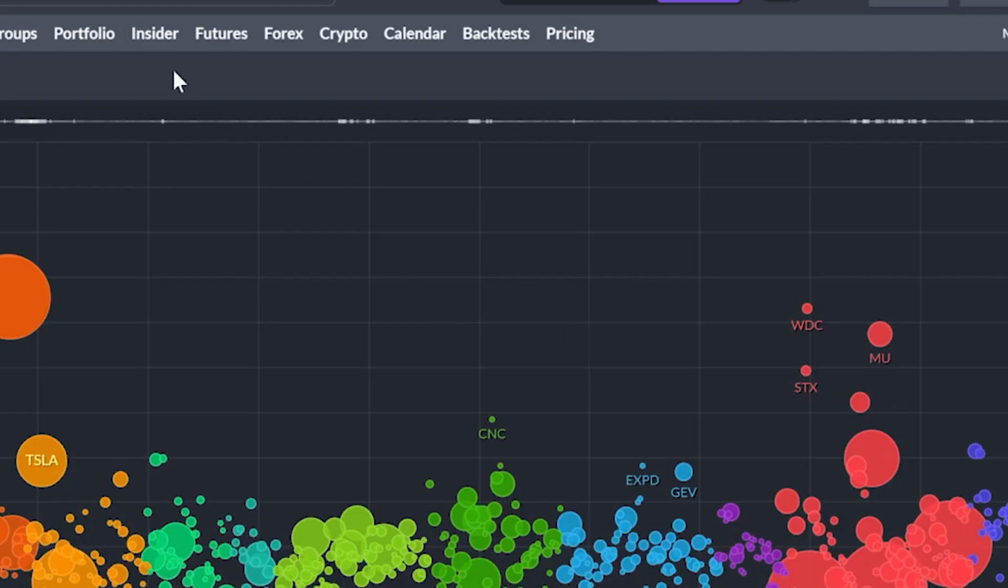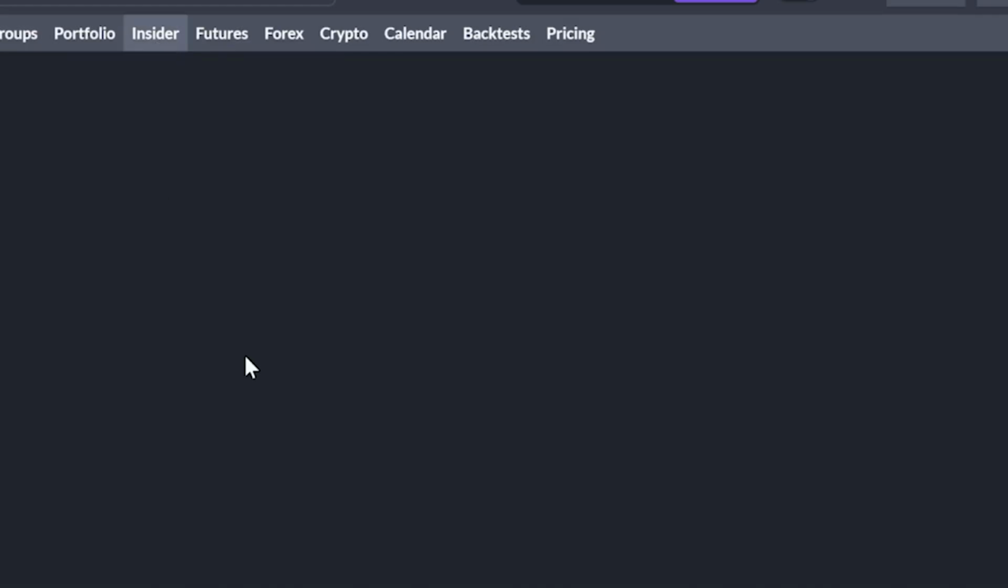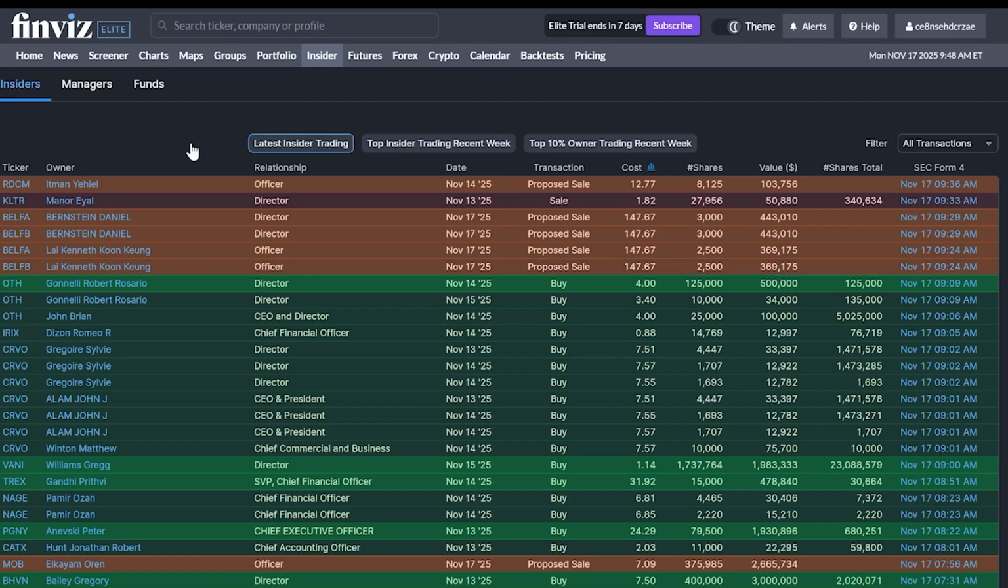The other thing that Finviz does a really nice job with is looking at insider trading. So there's a whole feed for insider trades here. You can look at top 10% owners that are trading. You can look at corporate insiders as well as funds that hold stocks, and you can filter this to buy and sell transactions. So it's just a nice way to get an idea of where large institutional buying and selling action is happening in the market. Again, you can go look at those stocks and investigate them in more detail.